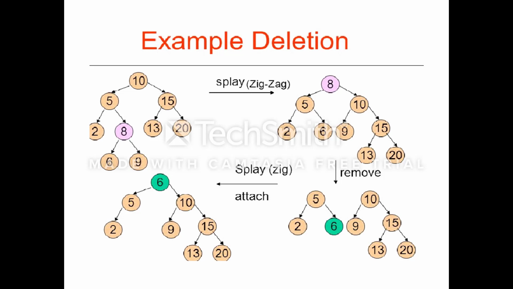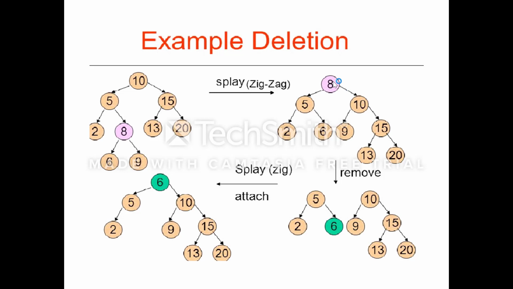So this is the tree given, and suppose we want to delete node 8. So first you will have to search for node 8. Because it is lesser than 10, we will be searching in the left subtree. Because it is greater than 5, it is present on the right side of 5. So we have got node 8. Now we need to delete it, so we need to splay it first. So perform one splay operation. That is, you will have to perform one left rotation followed by one right rotation. That is, perform zigzag rotation, and the node will be the root node.